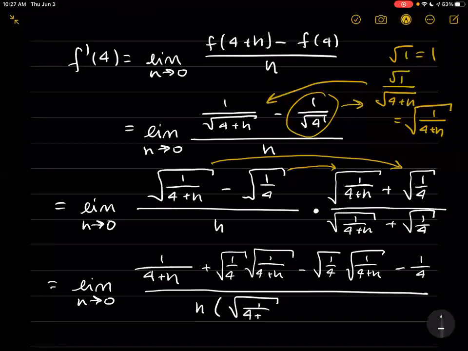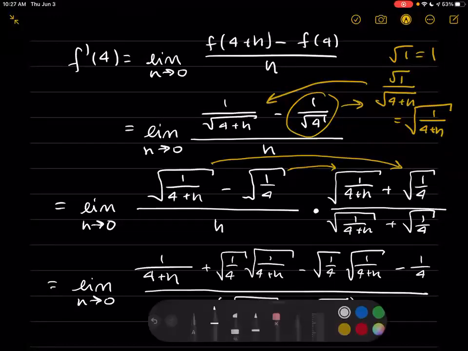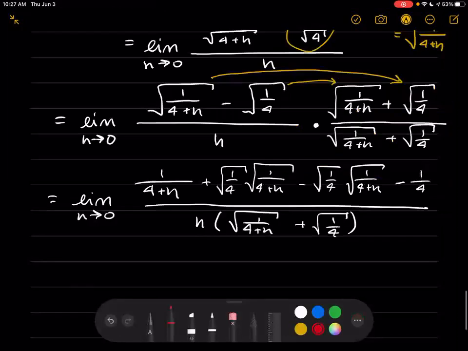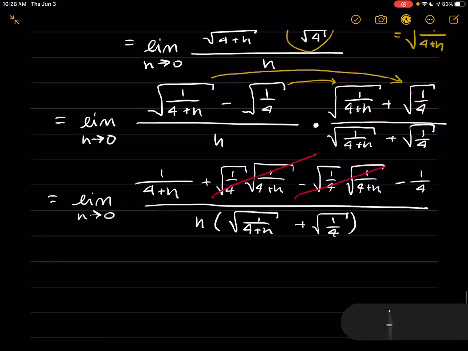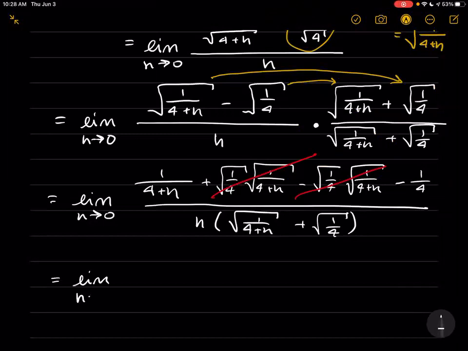this. Same thing. Okay. So now these cancel out and we're left with the limit as h goes to 0 of 1 over 4 plus h minus 1/4 all over h times square root of those things.